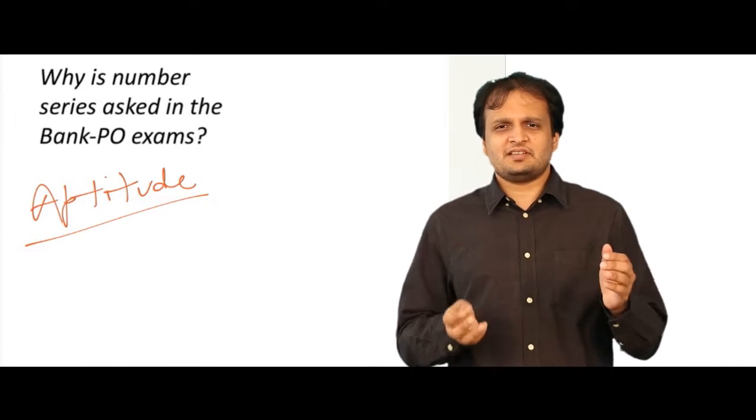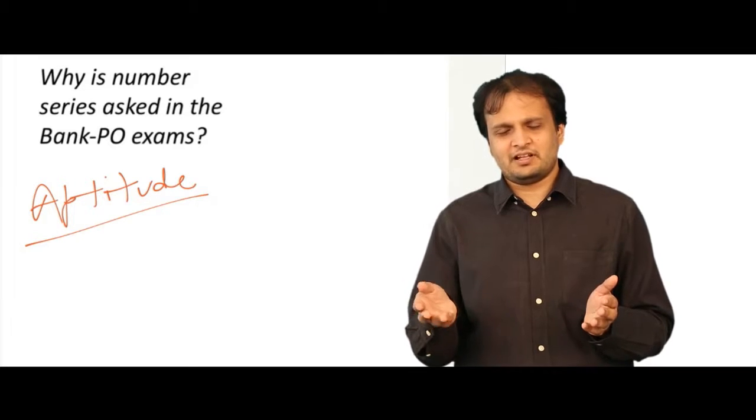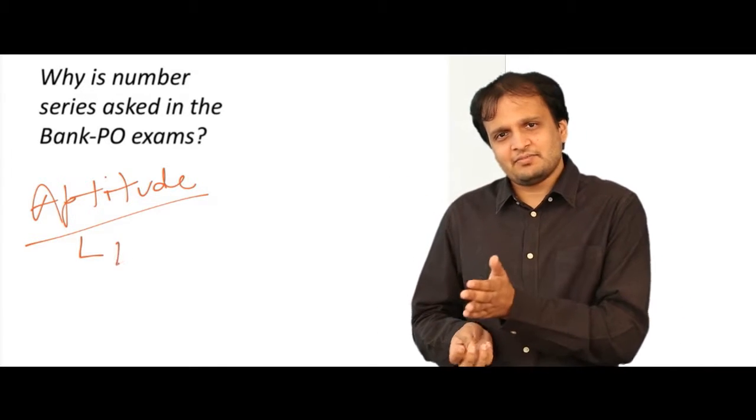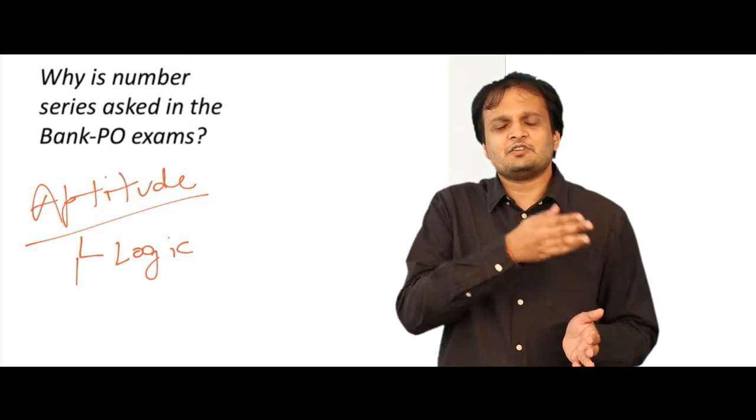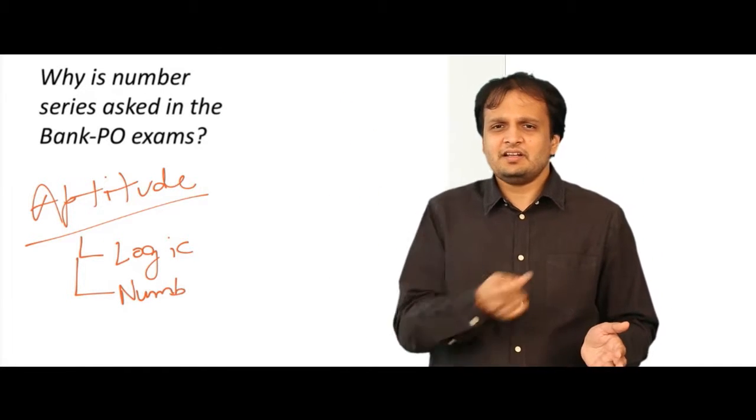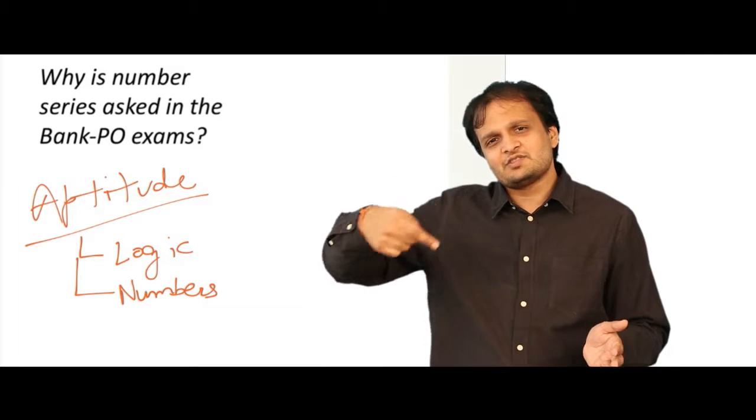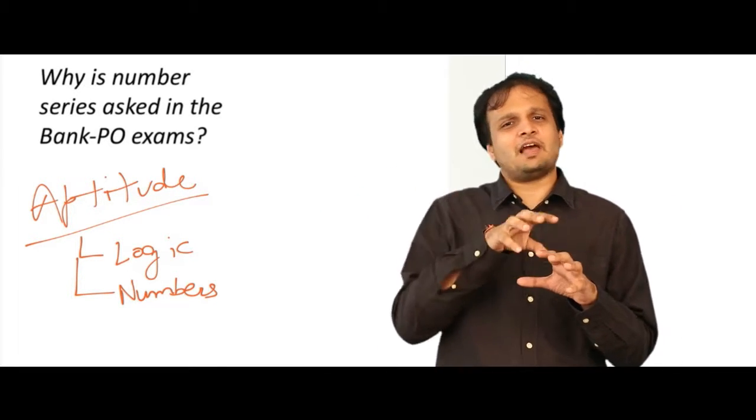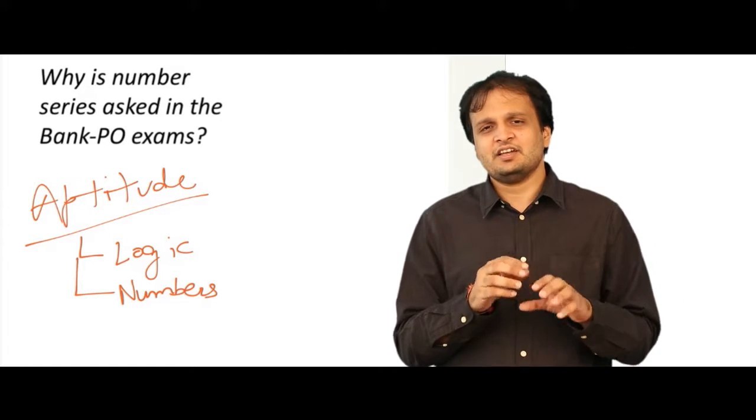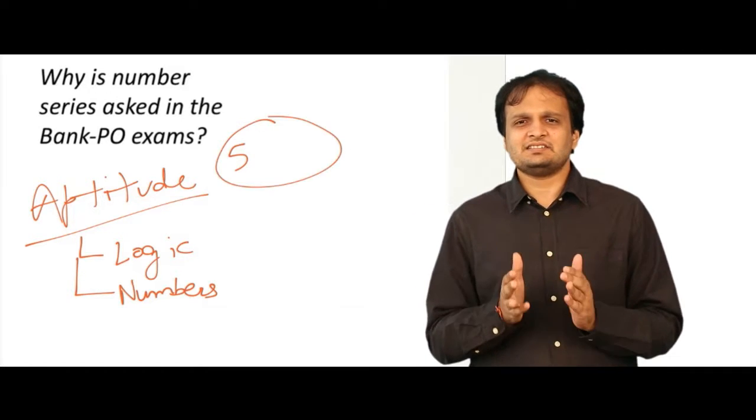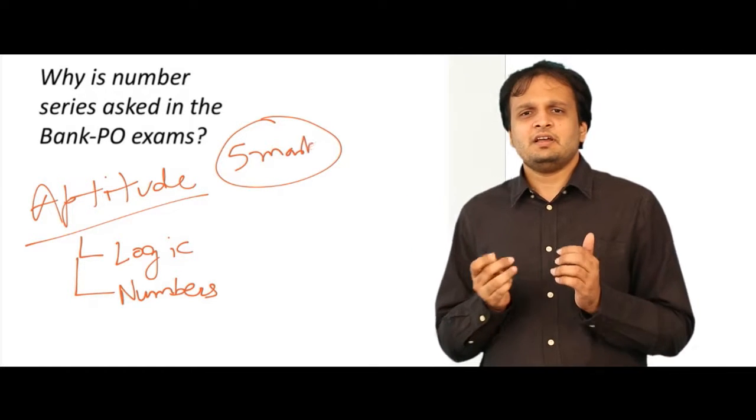How does it do that? There is some element of mathematics involved, like some addition, multiplication, division, but at the same time there is also a huge element of your logical ability involved. Your ability to see patterns. If I say 5, 7, 9, question mark, I should have the ability to see and gauge what is the pattern between these numbers. So number series is somewhere at an overlap between mathematics and logical reasoning. It's a good way for banks to test your aptitude. That is the reason it is asked, and the weightage is around 5 marks.